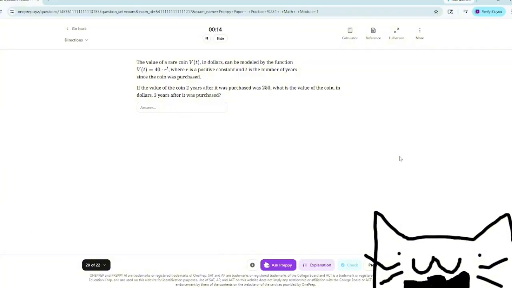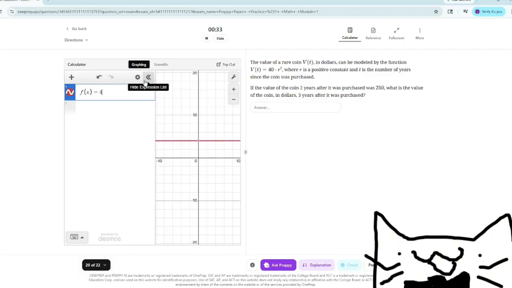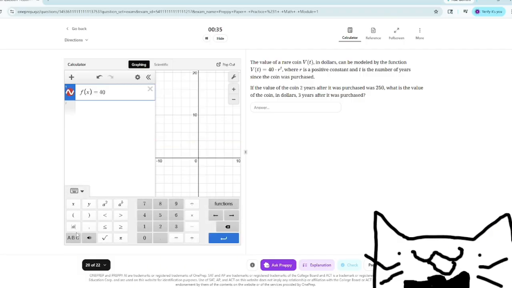The value of a rare coin. Wow. V equals 40 times R squared. A coin after 2 years since it was purchased was... Alright, so we're given an equation. Oh, shoot. My phone fell. Okay, if we're given the equation f of x equals 40 R to the T, R is a positive constant, T is the number of years.